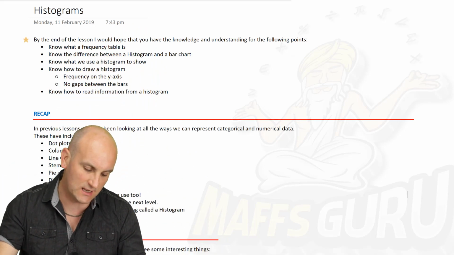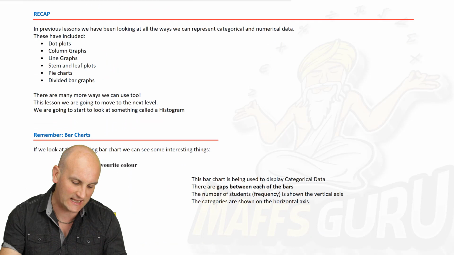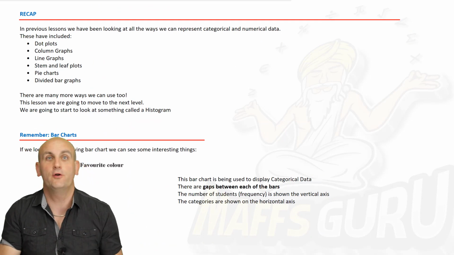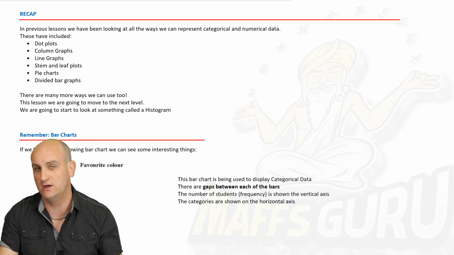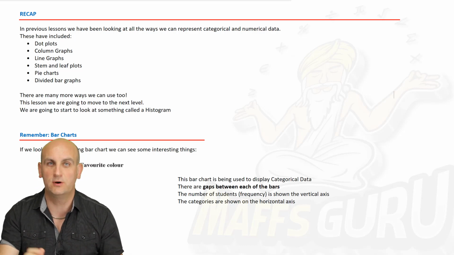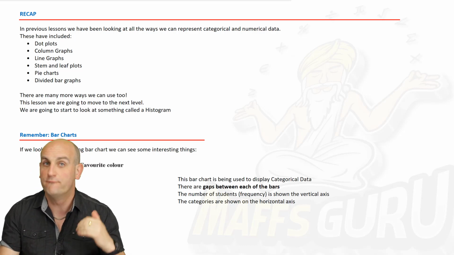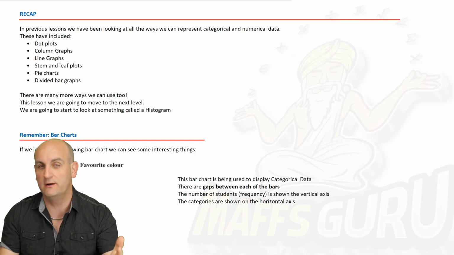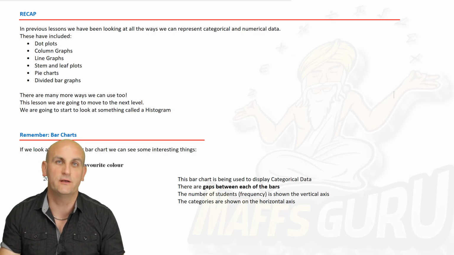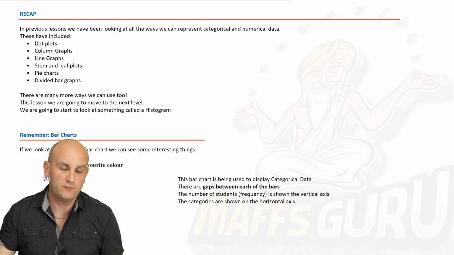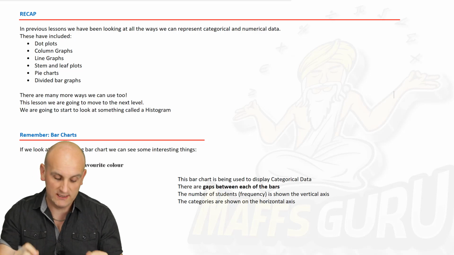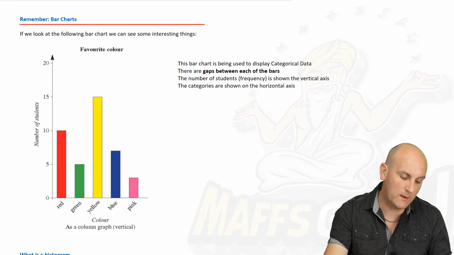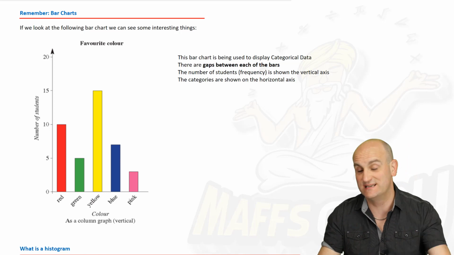Now, obviously, we start with a recap, and funnily enough, that's exactly what I just did. This video builds on a load of other videos that have already dealt with dot plots, column graphs, line graphs, stem and leaf plots, pie charts, and divided bar charts. And all of those things help us process and make pretty diagrams for continuous and discrete numerical data and categorical data. So that's all the stuff we're dealing with. If you're about to do a test on this stuff, then generally speaking, revising and writing notes is really helpful. But there is one more chart that we need to know about, and that's the histogram.